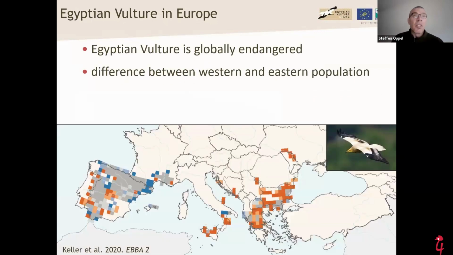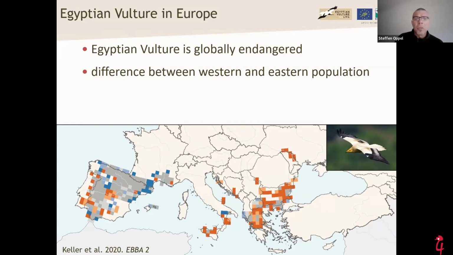So we wanted to find out what the cost of migration is for the Egyptian vulture. And the Egyptian vulture is of great interest because it's a globally endangered species. And it's widely distributed across Southern Europe, but with very differing population trends. So we have a cluster in the Iberian Peninsula, in Western Europe, in Southern France, Spain, and Portugal, where the population is more or less stable. In some parts, it's even increasing.